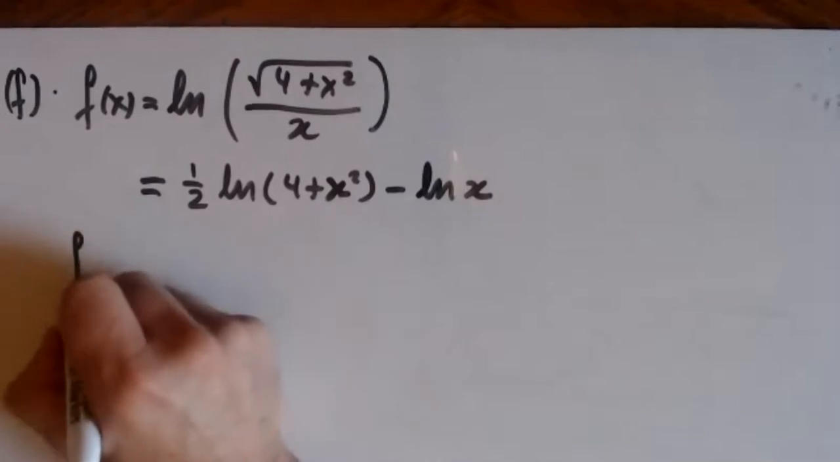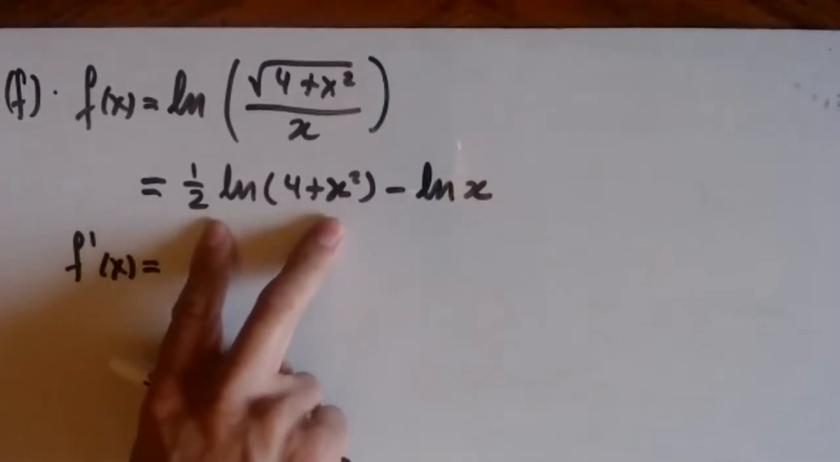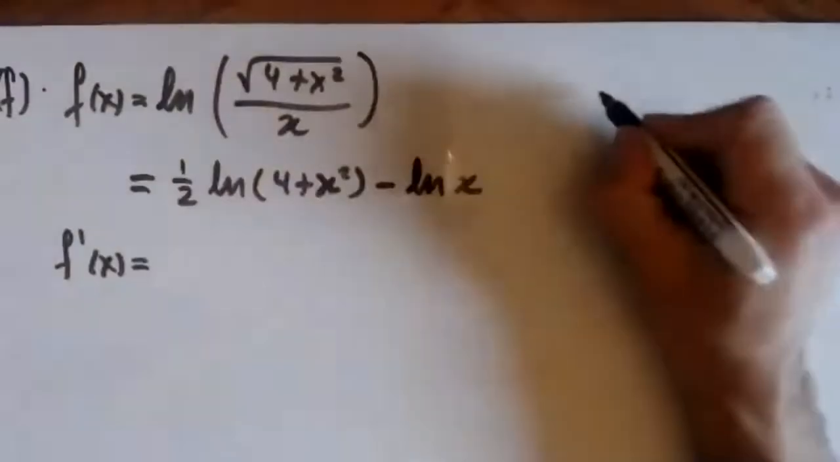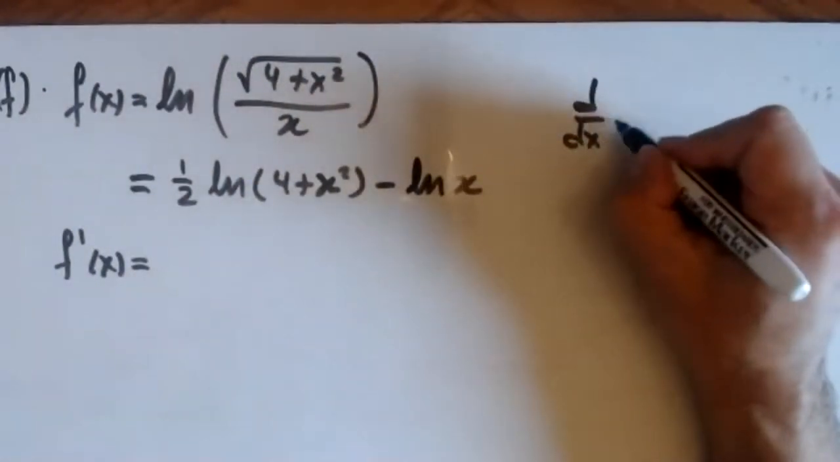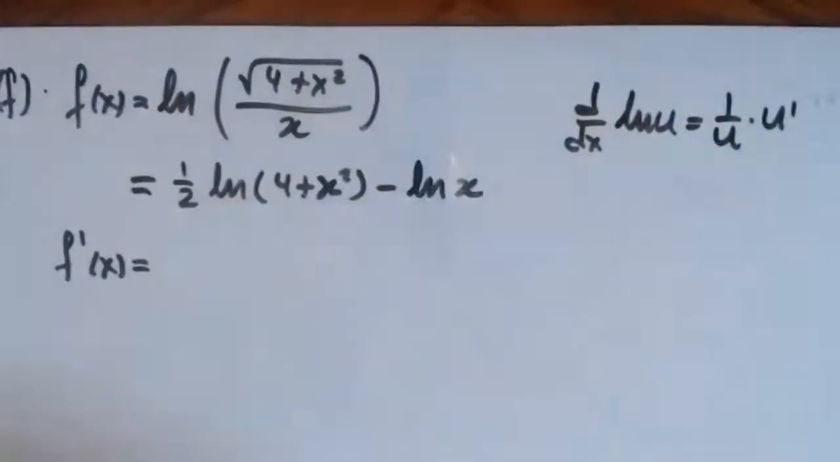Now, f prime of x is going to be the derivative of this. Okay, I know the formula. I'm going to write it here: the derivative of ln u is 1 over u times u prime. So this is the formula I have to use.